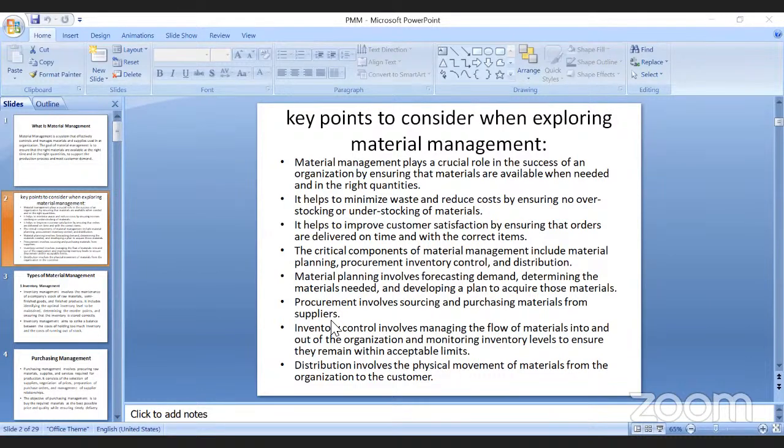And lastly, these are the key points we have to consider and manage. When we are distributing the materials, you have to consider the physical movement from the organization to the sources, and emphasis is given to the physical movement of the materials from the sources to the destination. In a production system, that means organization to customers, or sources to customers, or warehouse to destinations. These are the different terms.